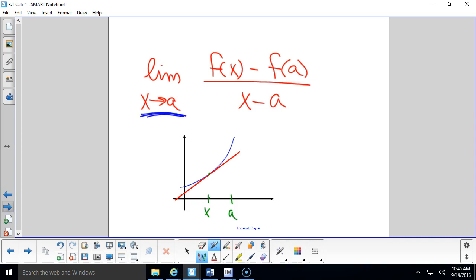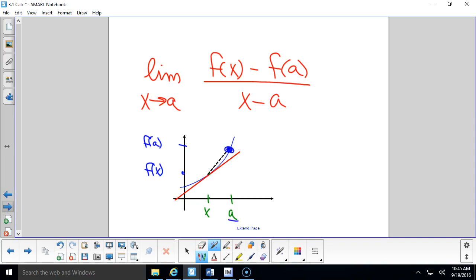But the logic is still the same. So look what this says now. Instead of this distance being h units, we're talking about the difference from x to a, which is just the subtraction. So what I want to have happen is I want the x value to approach the a value. And what I'm finding here is the slope of a tangent line again, as that gets smaller and smaller.